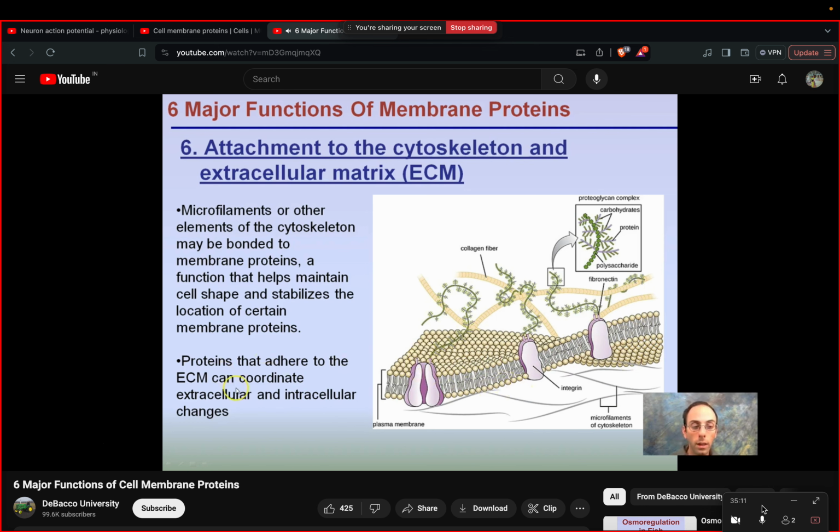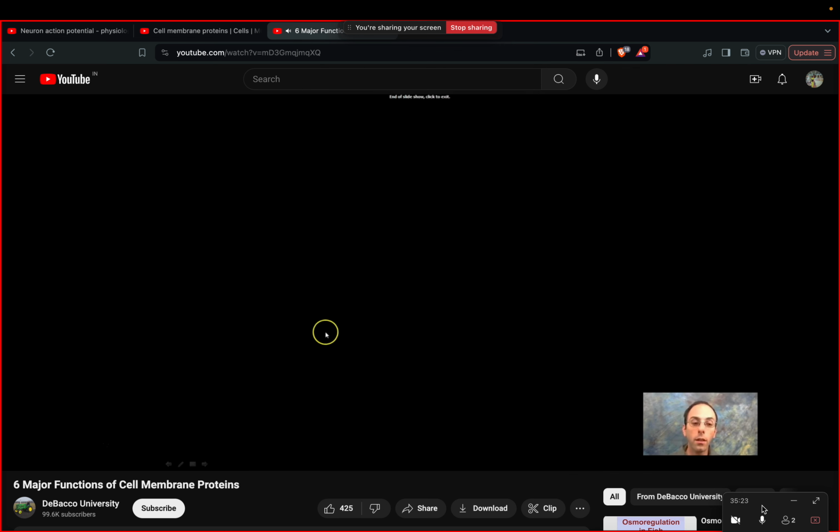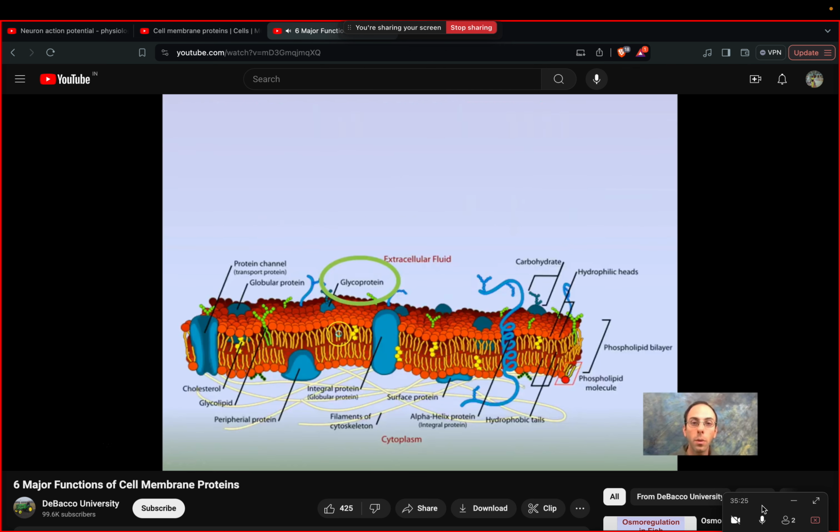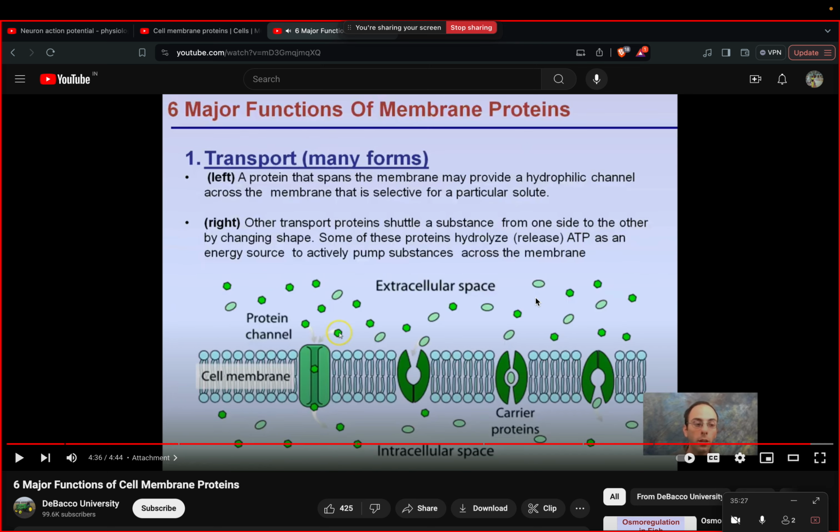Proteins adhere to the ECM and can coordinate extracellular and intracellular changes. Remember, ECM is referring to extracellular matrix. This shows just a graphical representation of that. Those are the 6 major functions, and remember to go back to that beginning.